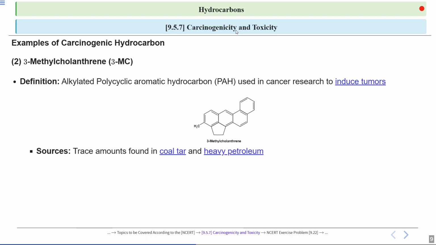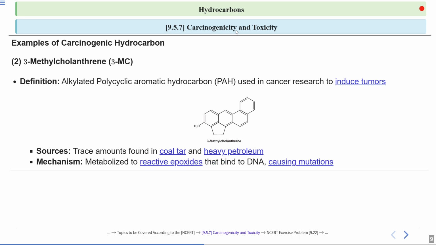Now, let's talk about where 3MC comes from. It is found in trace amounts in coal tar and heavy petroleum products. These are substances produced when coal or oil is processed. So 3MC can be present in the environment wherever these materials are used or burned. This highlights the link between industrial processes and potential health risks.